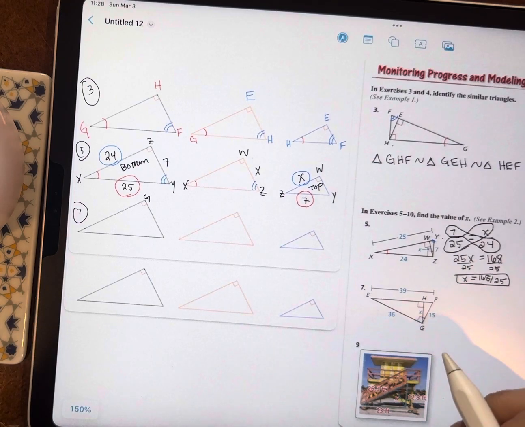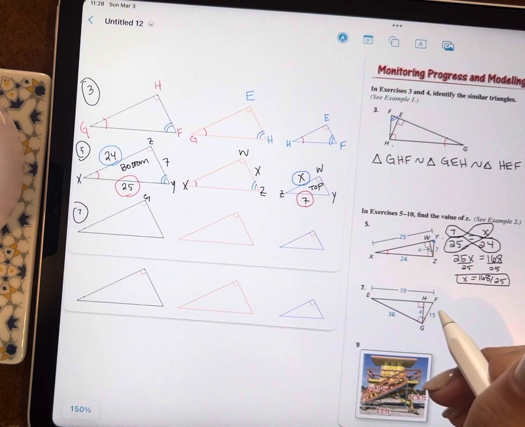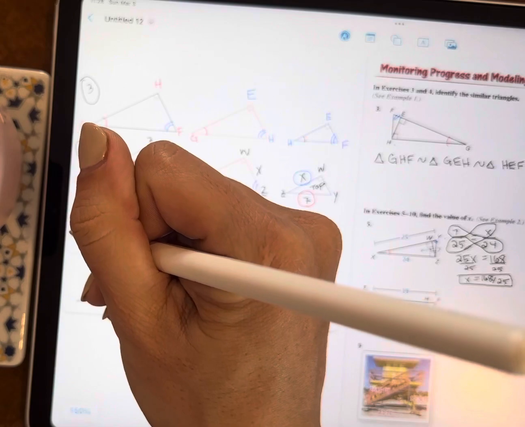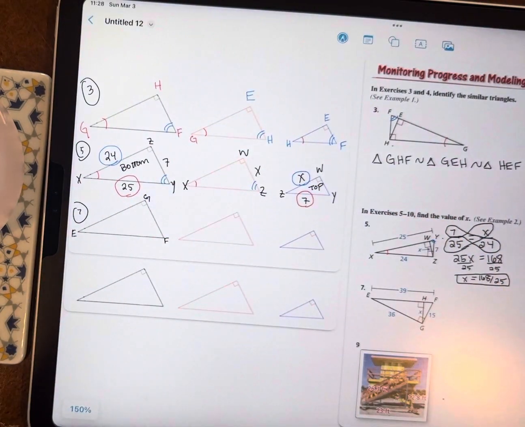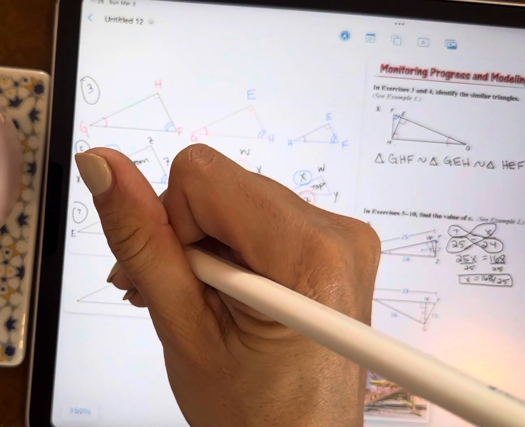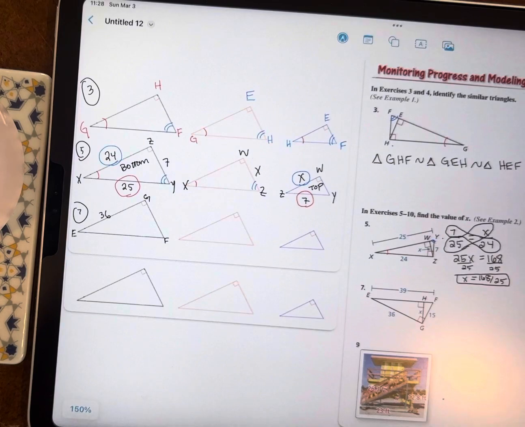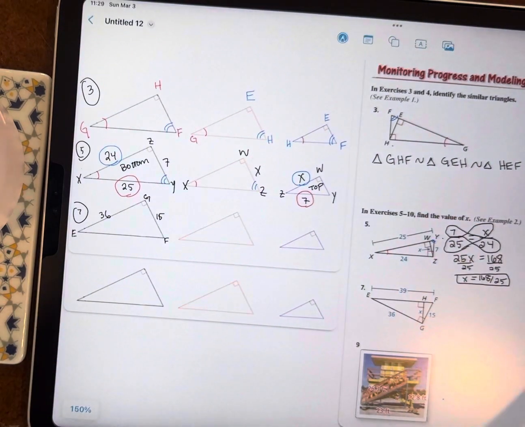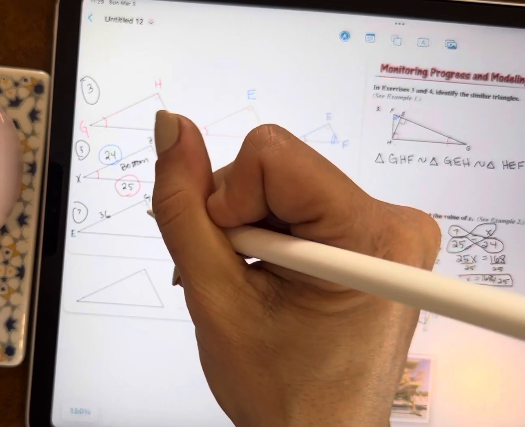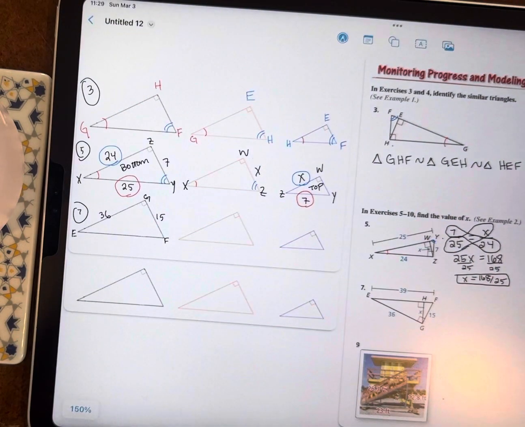Then E is the small angle here, and F is the bigger angle there. GE is 36. GF is 15. And EF is 39.